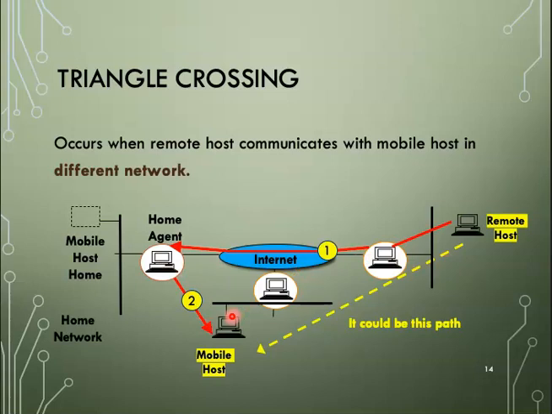In other words, datagrams addressed to the mobile host must be routed first through the home agent, and then to the foreign network, even when a much more efficient route exists between the remote host and the mobile host. So it could be this path. However, the packet goes through the home agent and also the foreign agent before it can be delivered to the mobile host.